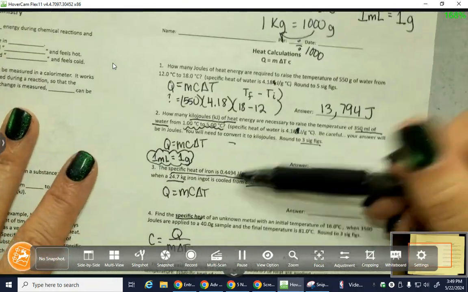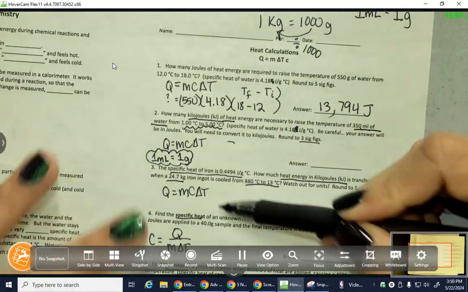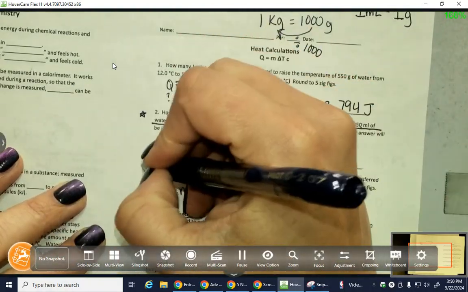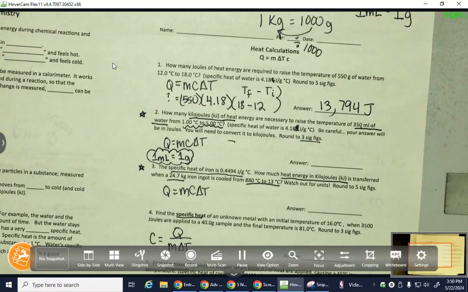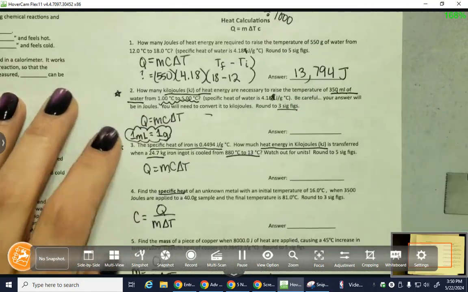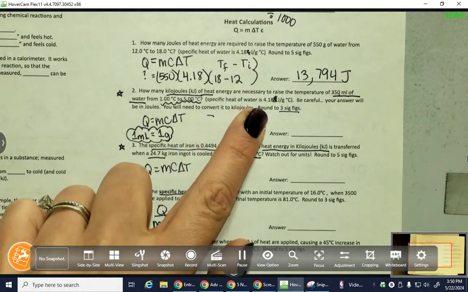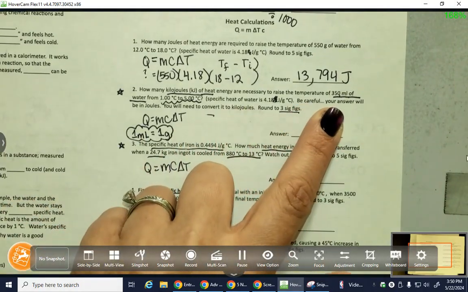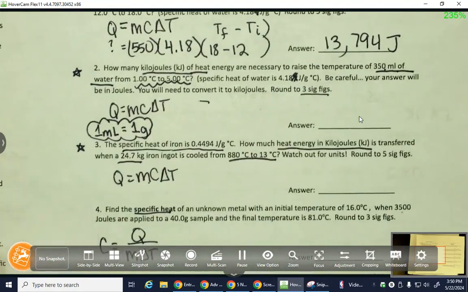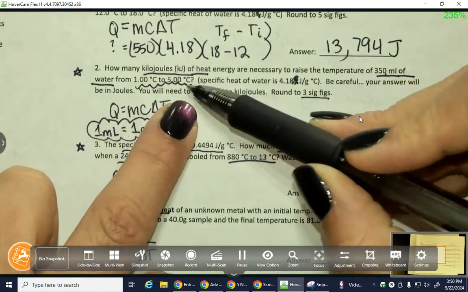Okay, so for number 2, just because number 2 and 3 are probably the ugliest ones, because they have that extra conversion in there, that's all I'm going to do, and then I will leave you alone for that. And we'll flip it over, look at the graphs, and we'll do the Schoology assignment. All right, so this says for number 2, how many kilojoules of heat energy are necessary to raise the temperature of 350 milliliters of water from 1 degree Celsius to 5 degrees Celsius?